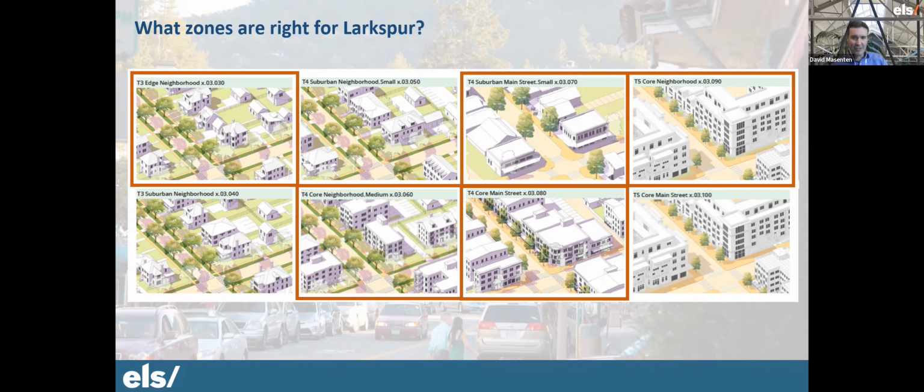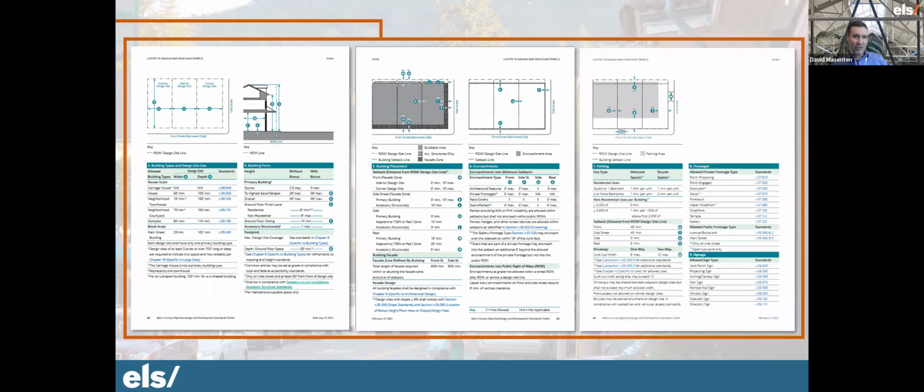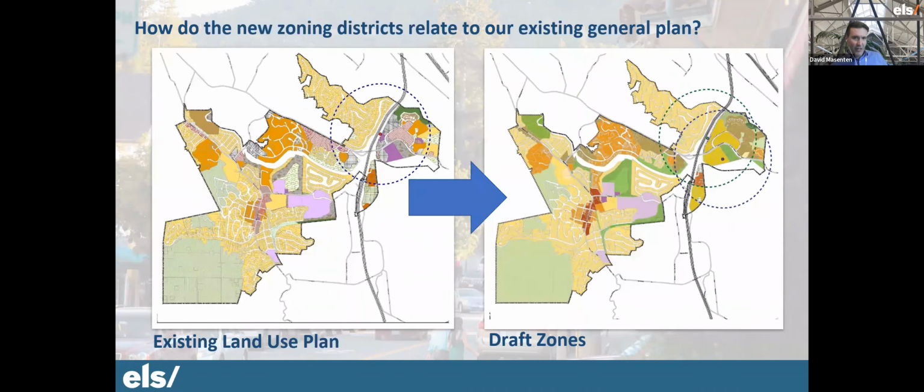Next slide, please. And then just for the public's knowledge, each one of these zones comes with a separate set of control documents that talks about the way that the building is handled in terms of setbacks, height, and to some extent the layout of how it fits on the site. And I think this has one of the larger impacts in the physical form. And that's why it's so important that we go through this. Next slide, please. So Ryan and I went through this, and we started with the existing land use plan, which you can see on the left for the city of Larkspur.